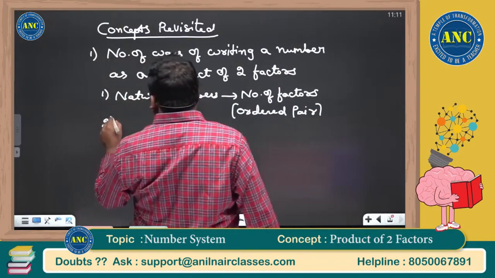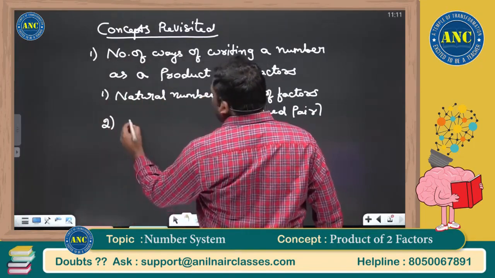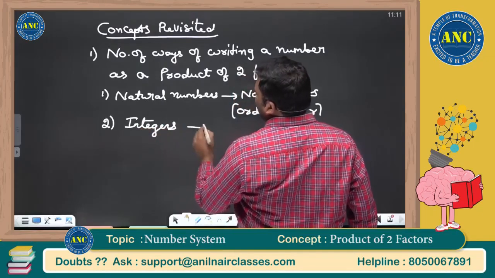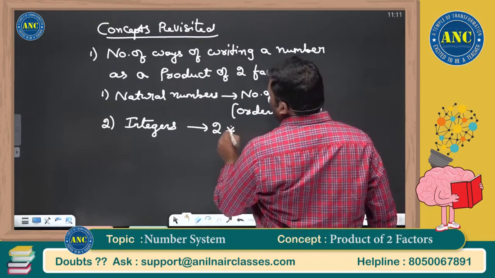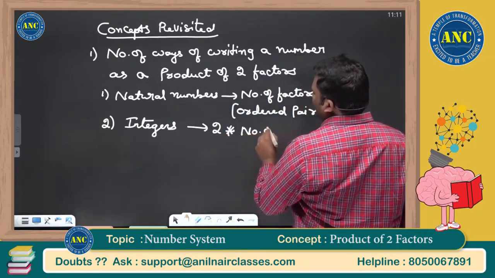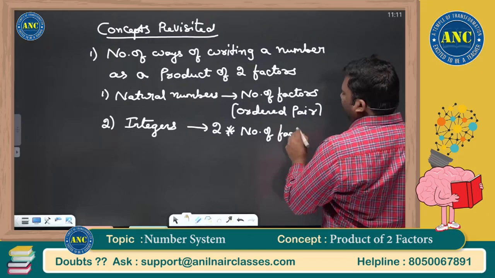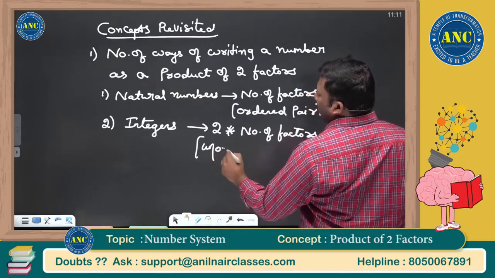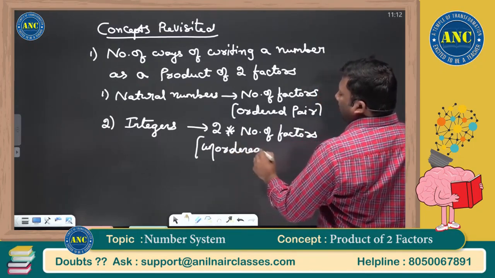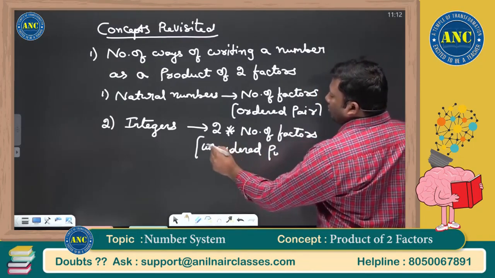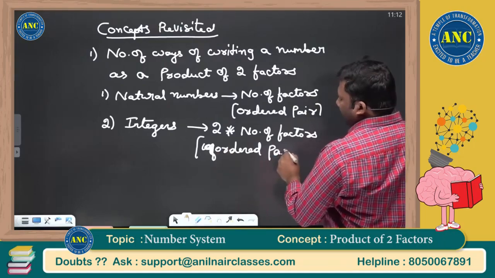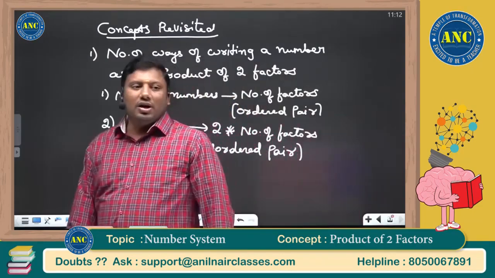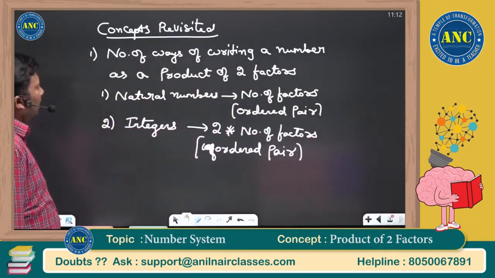Second one, natural numbers. In case it is integers, then it will be 2 times the number of factors. It is for an ordered pair. An unordered pair is when the variables are not present in the question. Please make a note of these two important key points.